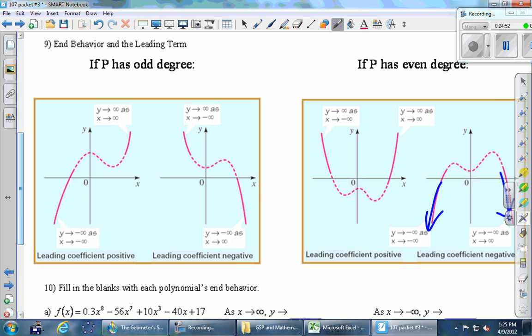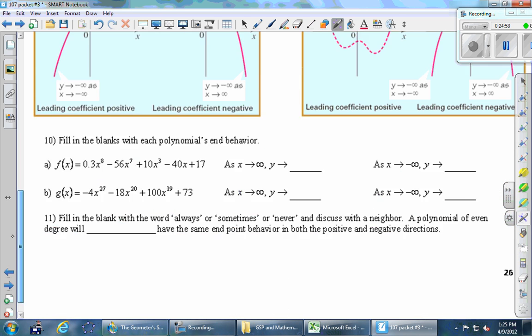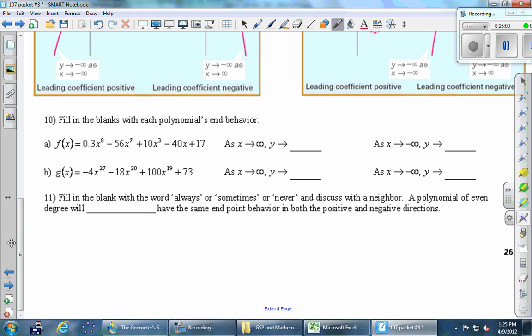Understand what we're looking at here in these four pictures? Here's what I'd like you to be able to do with them, is fill in the blanks. I've given you two polynomials, f and g. I want to know as x goes to infinity, what does y do? And as x goes to minus infinity, what does y do? Check with your neighbors as you fill in those four blanks.